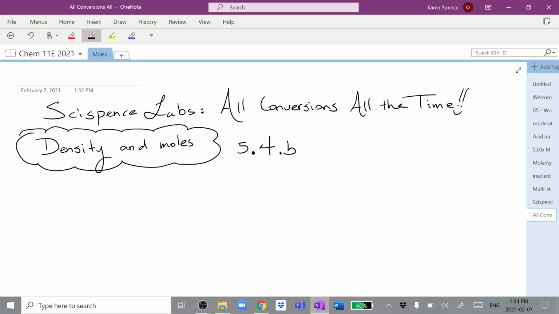Today, we are dealing with density and moles. This is 5.4b on page 69. I am sorry for that somewhat racy reference in your moles booklet.